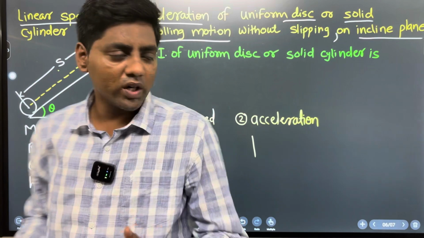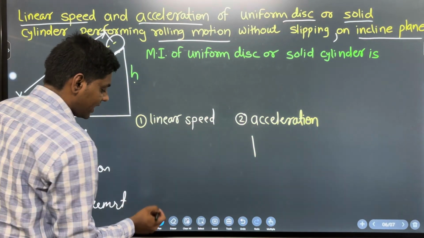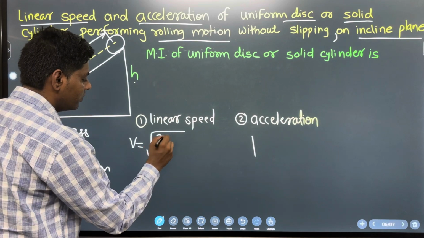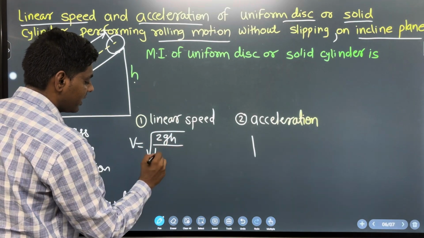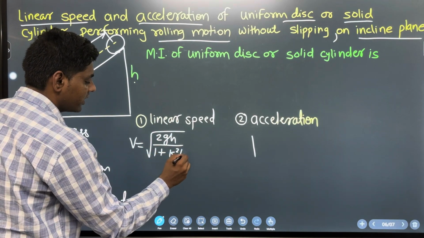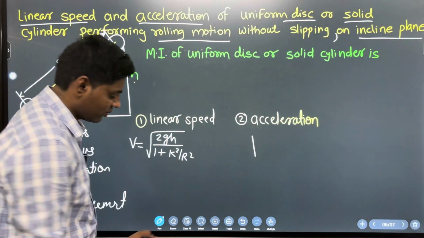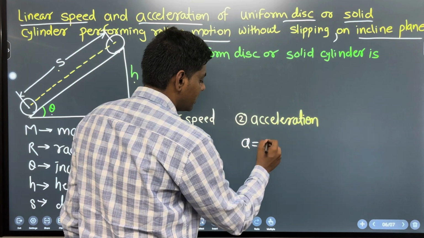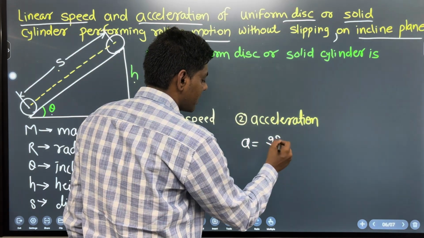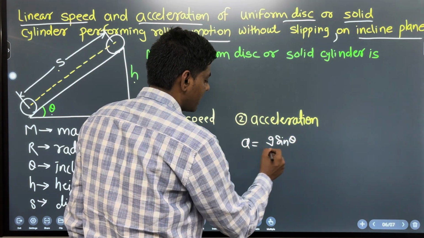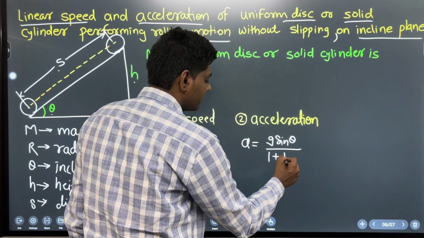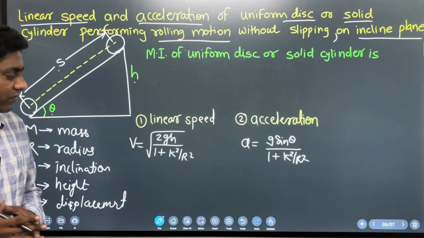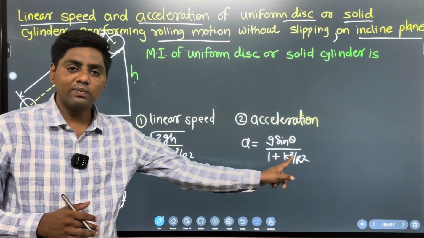So remember, what is the formula of linear speed? That is v equal to under root of 2gh divided by 1 plus k square divided by r square. And what is the formula for acceleration? Very simple formula. That is a equal to g sin theta, g for acceleration due to gravity, divided by 1 plus k square divided by r square.